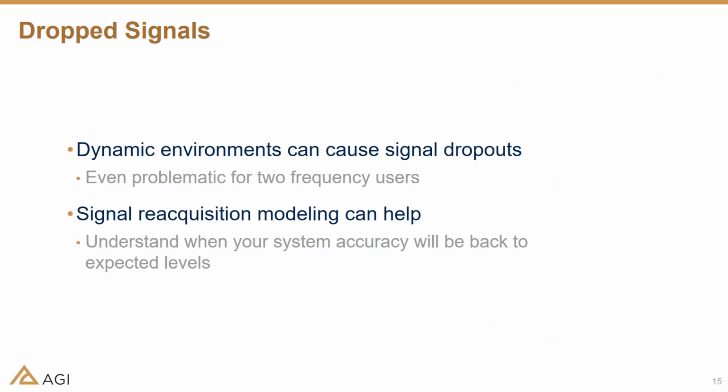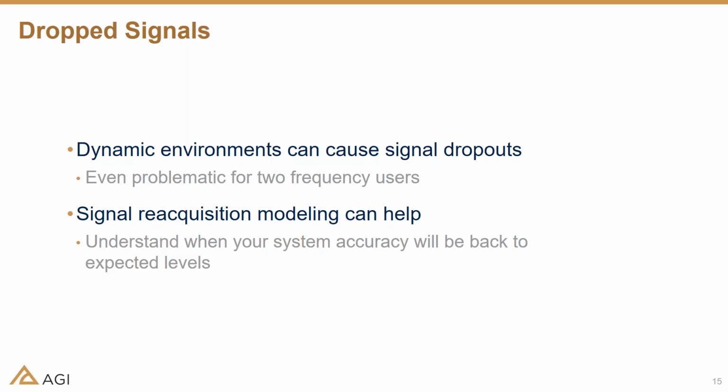Okay, drop signals. So your signal has made it past your antenna gain, and it's finally into the receiver processing. But if you're on a dynamic vehicle and you're experiencing some Gs or some other kind of maneuvers that are going to cause your receiver to lose lock, you're going to get signal dropouts.